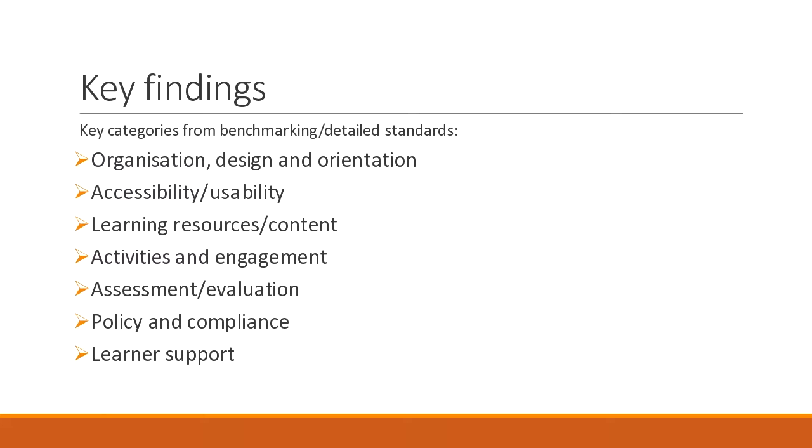So the key findings, especially around the institutions taking more of a minimum online presence, showed a lot of variability, from some that had, similar to La Trobe, a very basic minimum online presence, all the way up to much larger standards, benchmarking or strategies. But the ones that had some sort of benchmarking or standards similar to Western Sydney seemed to fall under these key categories: organisation, design and orientation, accessibility and usability, learning resources and content, activities and engagement, assessment and evaluation, policy and compliance, and learner support.